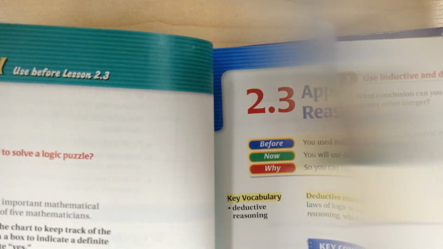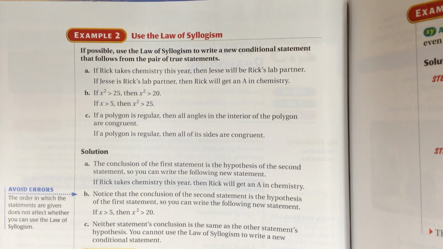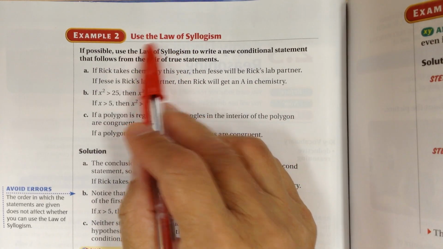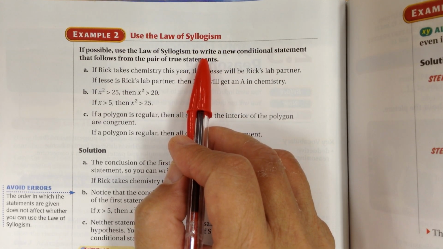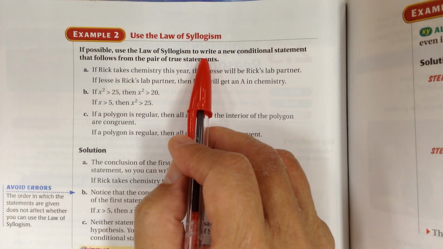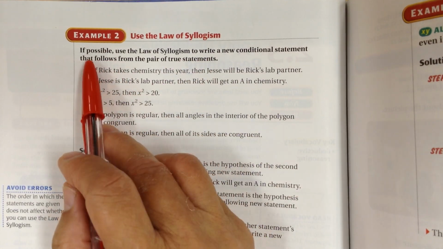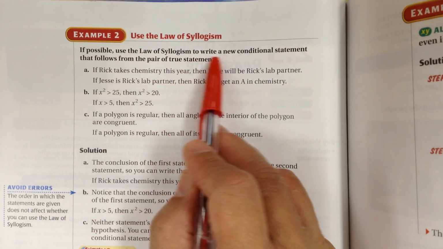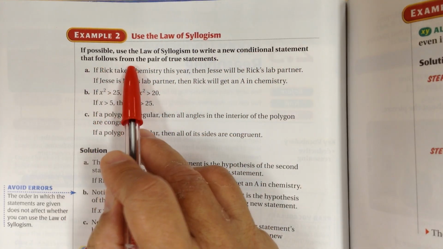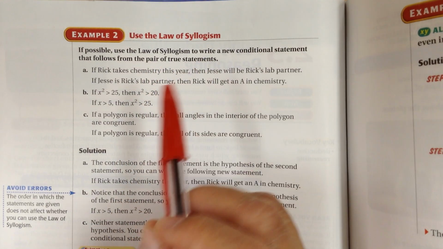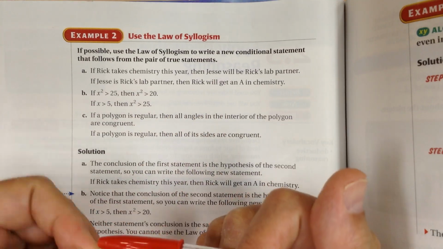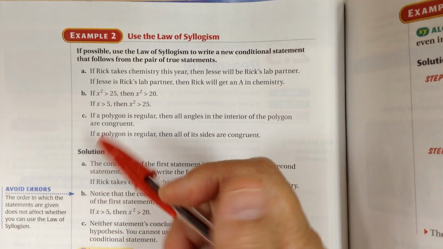Now let's go to the next one. This is on page 88, and this says use the law of syllogism. Think of this as playing the domino game. You try to match up the numbers. It says, if possible, use the law of syllogism to write a new conditional statement that follows from the pair of true statements. Remember, think about the game of dominoes. You try to match things up, to line up the things that match.